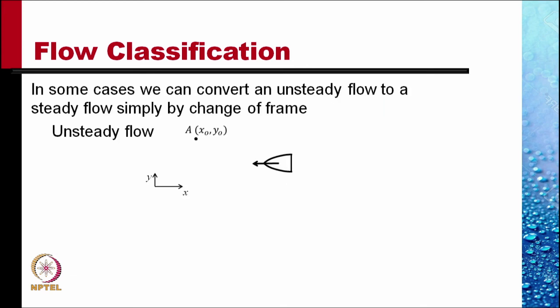In some cases, we can convert an unsteady flow to a steady flow simply by change of frame. There is a body that is moving towards the left with a constant velocity. Let's consider a point A at a location x naught, y naught and record the change in velocity. Originally, the velocity there would be 0, but as the body moves towards A, the velocity increases, and as the body moves past A, the velocity decreases back to 0 again. So the velocity at A would appear something like this.